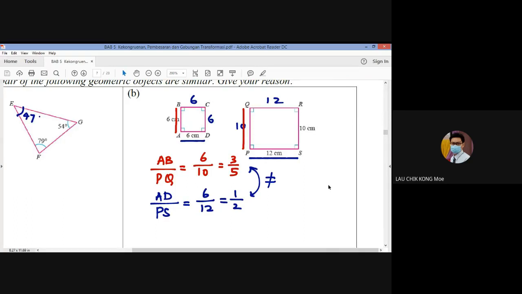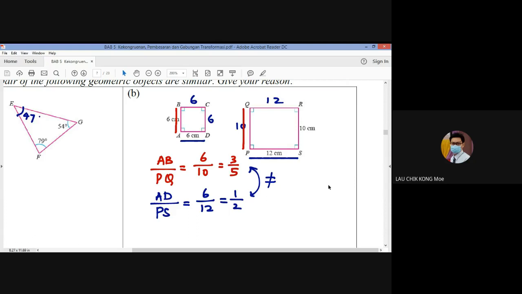Okay, so this is a square, square ABCD, and PQRS is a rectangle because length and width is different. So for this question, because all the angles are 90 degrees, angle is no problem, because for both objects we have the same corresponding angle. So itu tidak boleh kita ambil sebagai jawapan lah. So for this question we need to use the corresponding side.